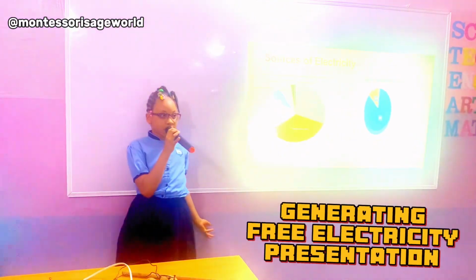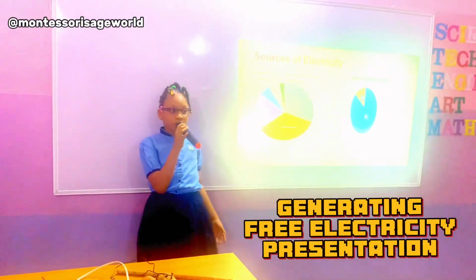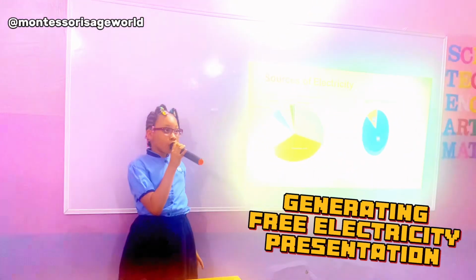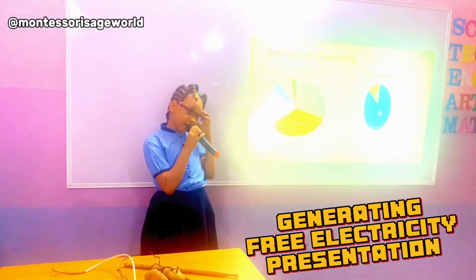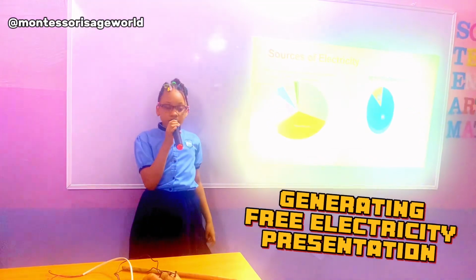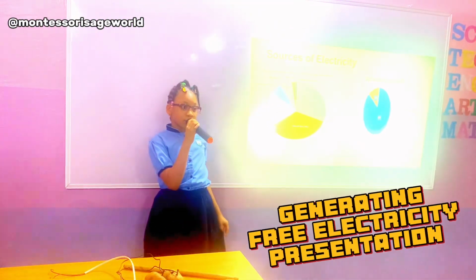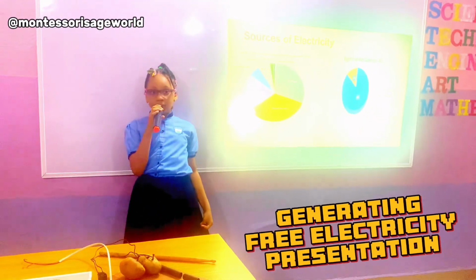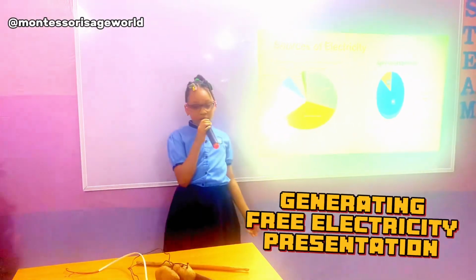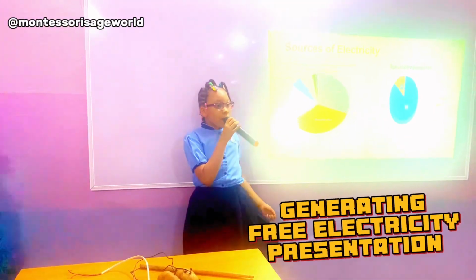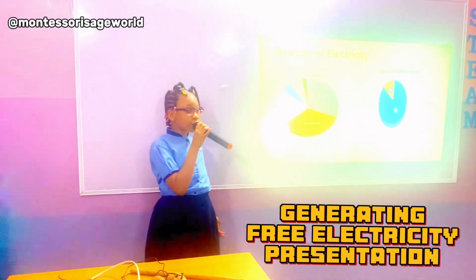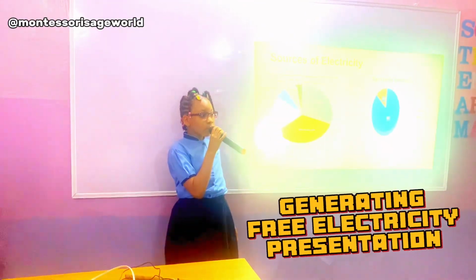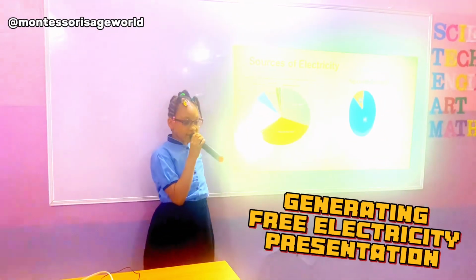Different sources of electricity. Here are the different sources of electricity: fossil fuel, coal, natural gas, oil, hydroelectric, wind, geothermal, solar, renewable energy, biomass, biofuels, and other sources. Now, I'll be showing you the usage of electricity in different locations. We'll be using the US and Nigeria as an instance.